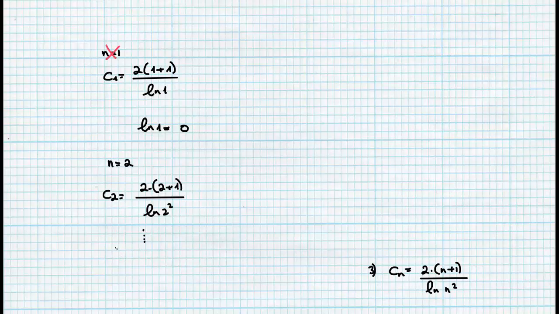In many cases, when one of the numbers is undefined, you may see this type of writing. They can write the sequence c_n equals 2 times n plus 1 divided by the natural log, and here you see n starts from 2 till infinity. This sign means infinity, that n can be any positive integer. It can be so big that it can reach infinity.